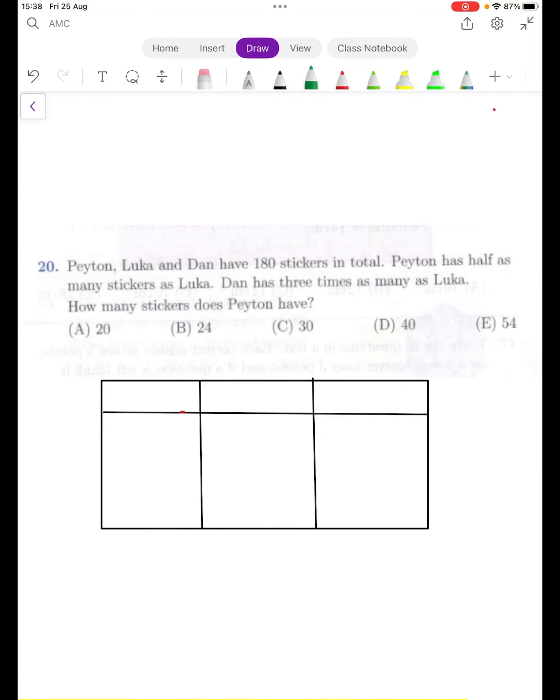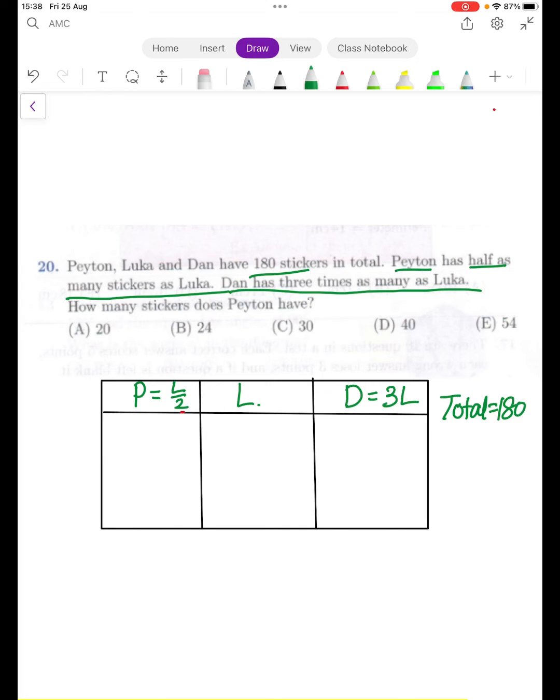So I've drawn this table and we can work out how many stickers each child has following all the conditions. So let's have Peyton, Luca and Dan. How many stickers does Peyton have? Now according to the question, Peyton has half as many as Luca. So whatever Luca has, Peyton has half of it. Dan has 3 times as many as Luca. So whatever Luca has, Dan has 3 times of Luca. So we know all this and the total must be 180. This must all add up to 180 stickers.